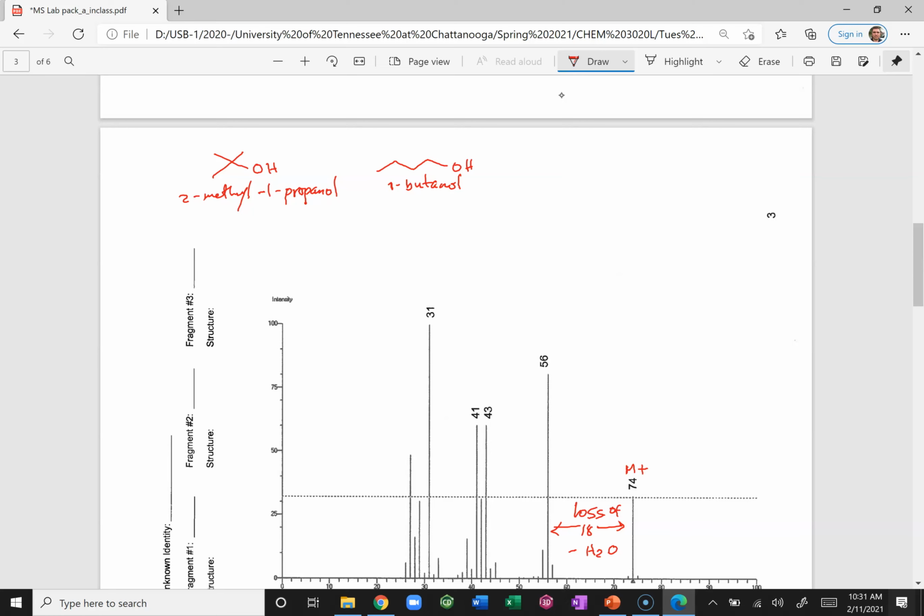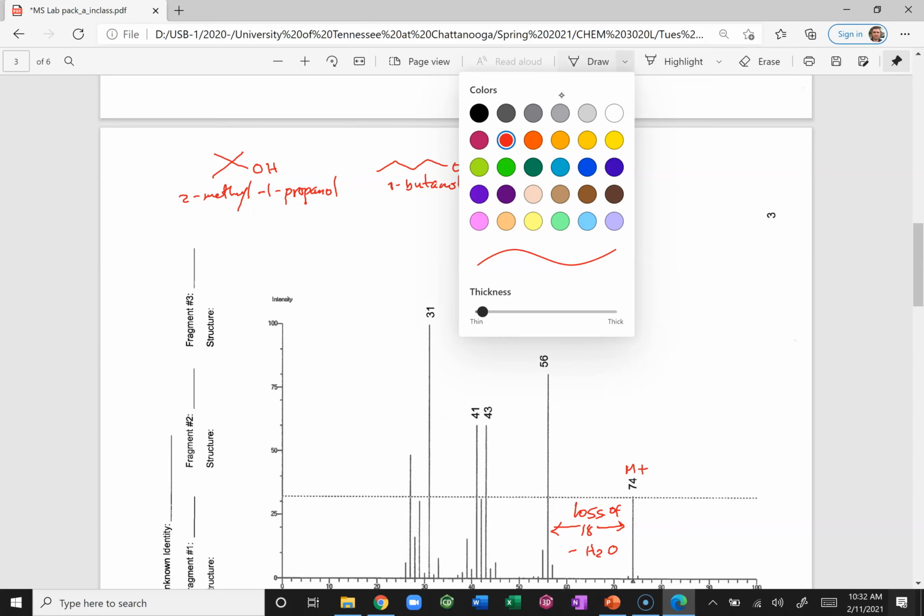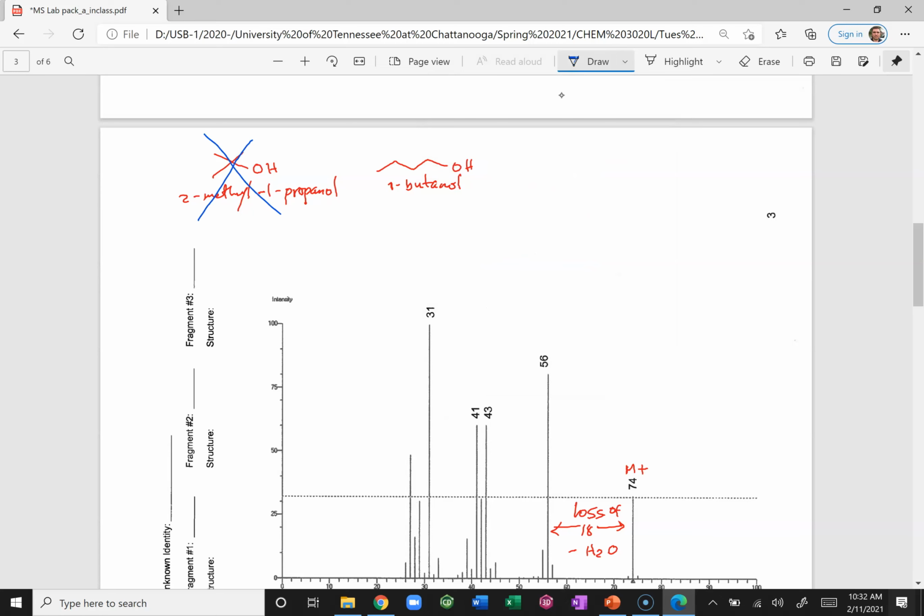What is a mass of 43? A propyl fragment, right? 3 carbons and 7 hydrogens. 7 plus 36 is 43. So you know that this fragment cannot produce, that molecule cannot produce a propyl group. That's how I cancel it. This fragment can only produce methyl groups, 15s. All right. So I'm dealing with butanol.